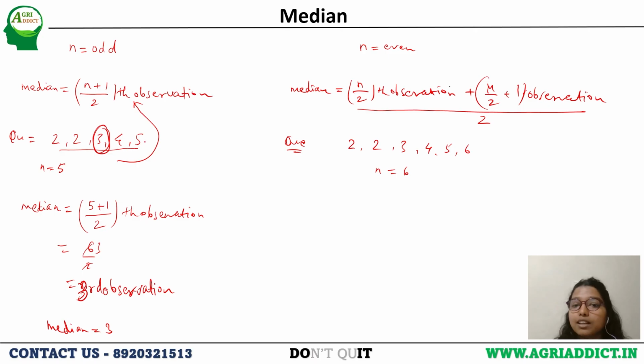But if the data is not given in a proper arrangement, like not in descending or ascending order, then we'll arrange it first. Here also we are seeing that it is arranged already. So we'll just put the formula and get the results. Median is equal to the n divided by 2th observation, here n is 6, plus the n divided by 2 plus 1 observation.